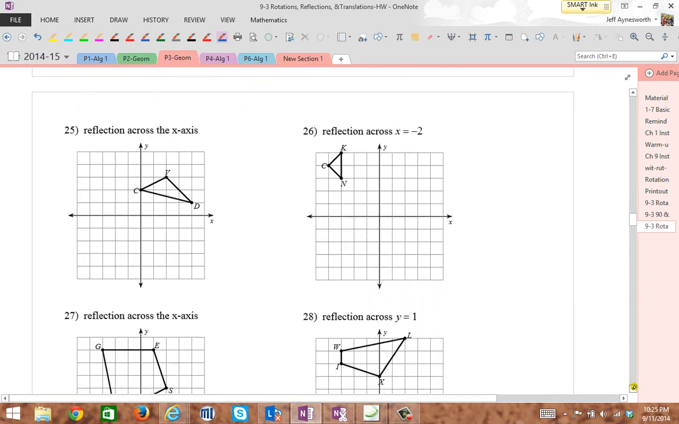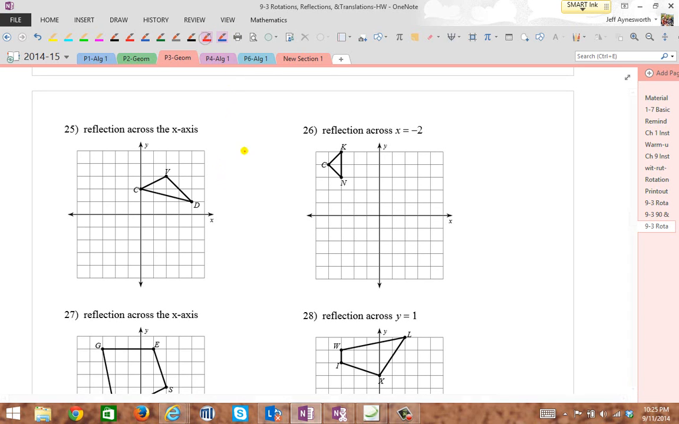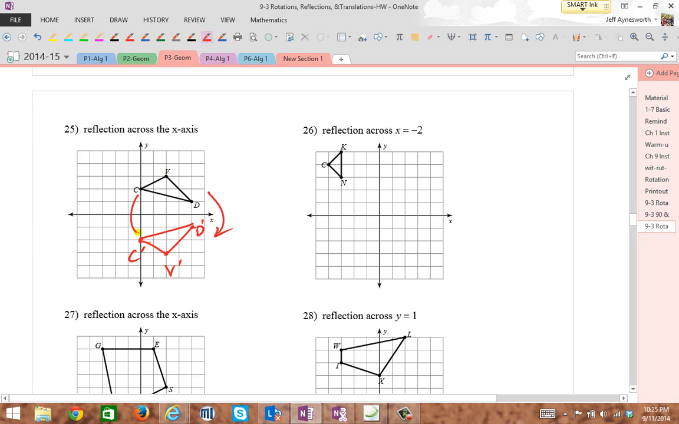All right, number 25, reflection across the x-axis. So it's this way, D prime here, C prime, V prime, and then connect. All right, C gets reflected here, D gets reflected here, and so on. X equals -2 again is vertical, as I just said in my earlier example. So reflect K across. Again, you're going on the opposite side, and it gets reflected across, and C gets reflected across. All right, and then connect.